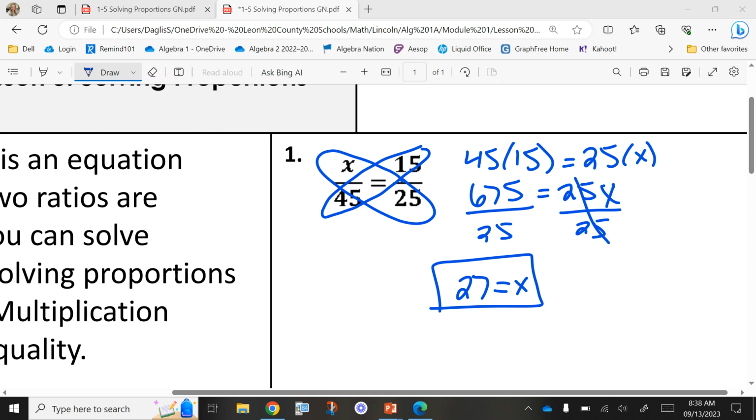Yeah. So I want you to try that. Try doing 27 divided by 45 in your calculator. And also do 15 divided by 25. And see if they're the same.